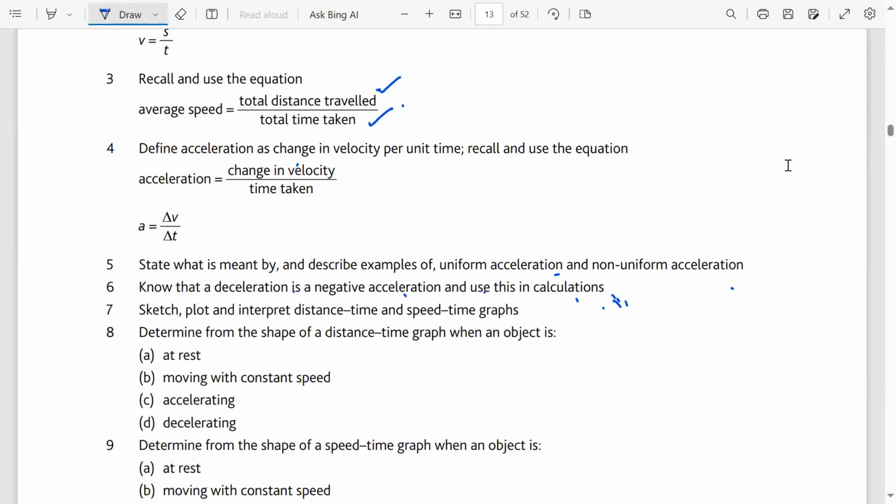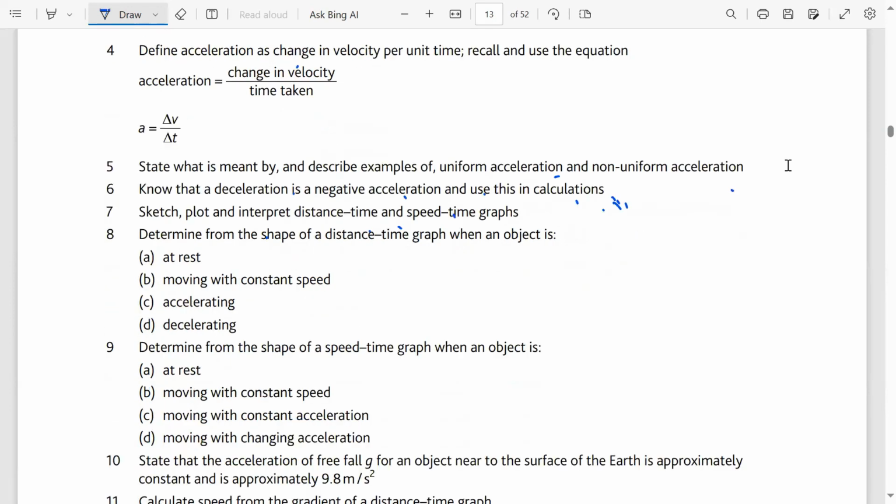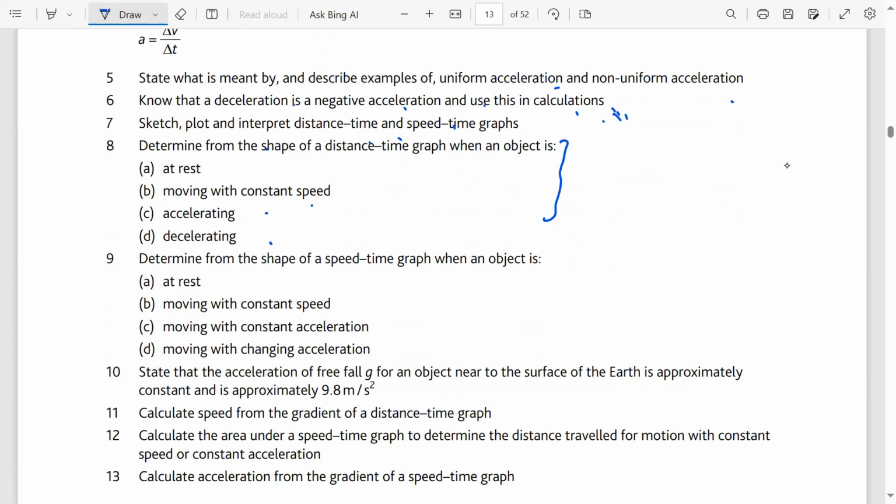Deceleration. We will sketch, plot, and interpret distance time graphs and speed time graphs. We'll talk about how the shape of the distance time graph determines when it is at rest, at constant speed, accelerating, decelerating. We'll also talk about the shape of a speed time graph when an object is at rest, moving with a constant speed, moving with a constant acceleration, and so on, right?